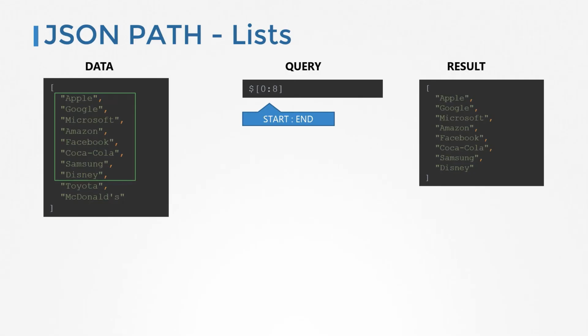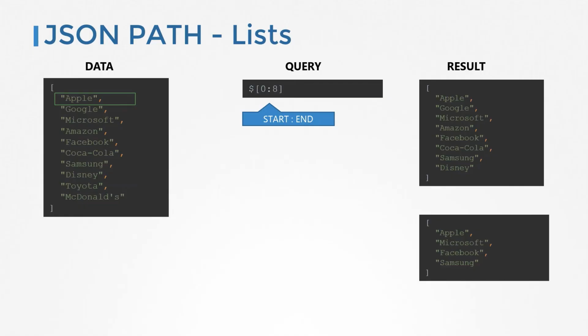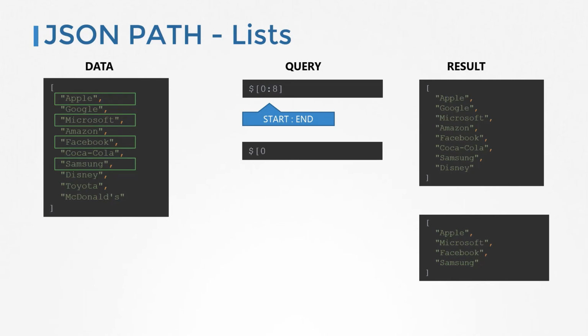What if we want every other item? For example, say we want Apple, Microsoft, Facebook, and Samsung. You can use the step option by adding another colon and specifying the number of hops to take after each item. A step value of 2 means increment the counter twice before fetching the next item. In other words, it means skip or hop over one item.